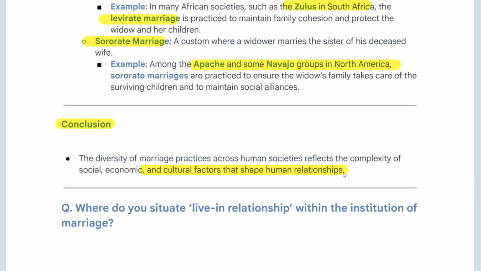For you, the listener, maybe ponder this. Which type of marriage do you think best balances individual desires with the needs of the wider society? No easy answer there. Definitely not.